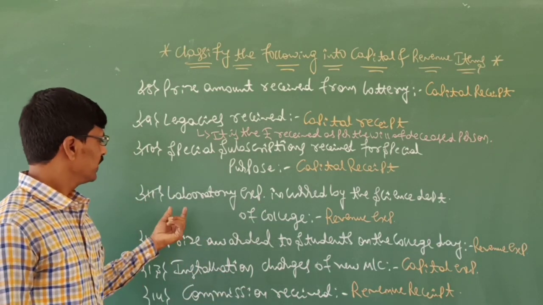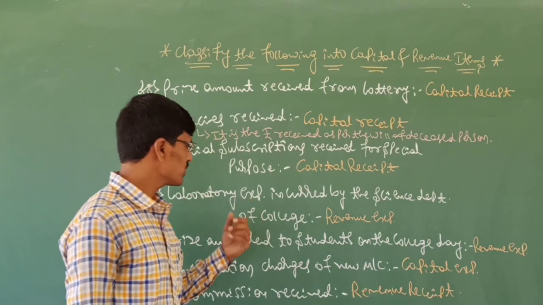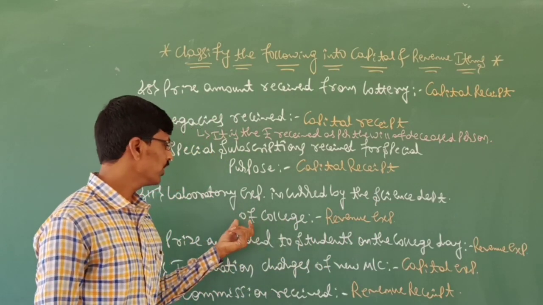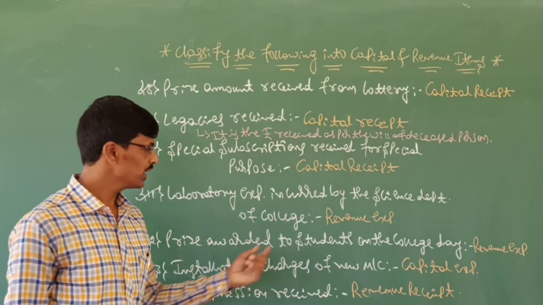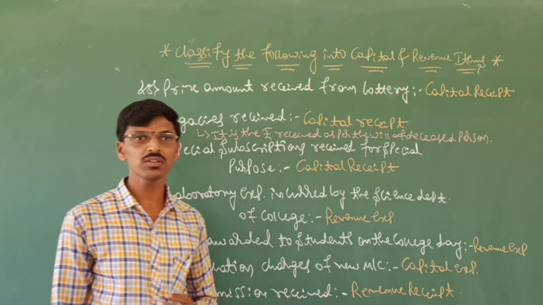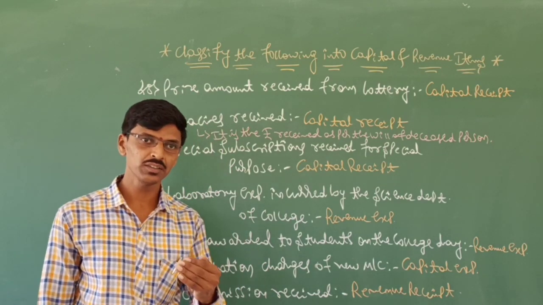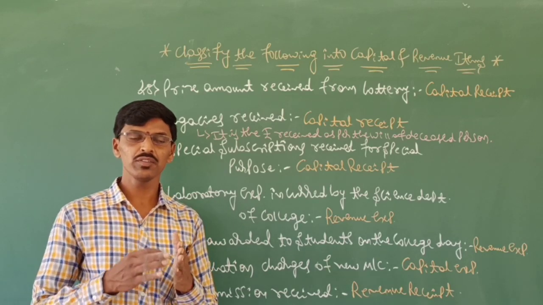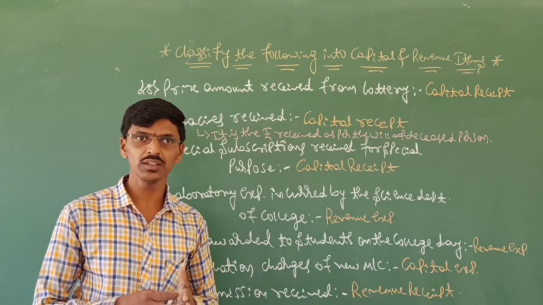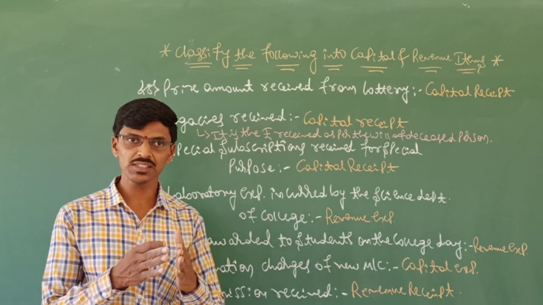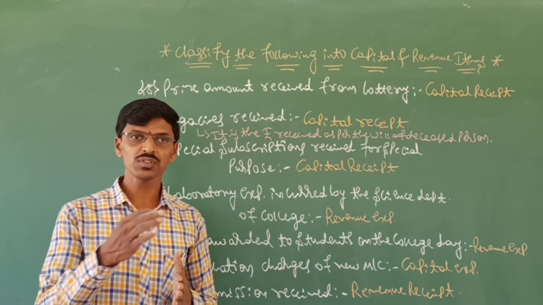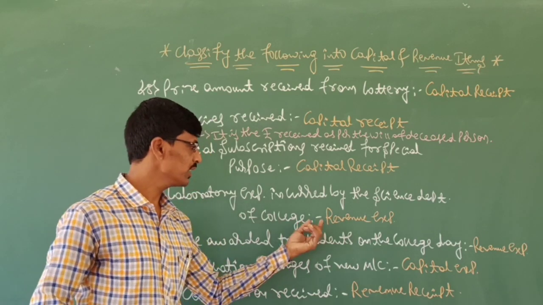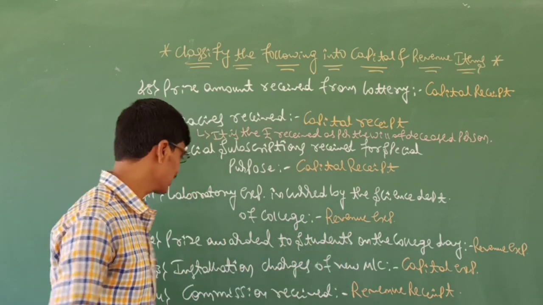Then the 11th transaction is laboratory expenditure incurred by the science department of a college. That is a revenue expenditure because they need to spend for renovation of the lab, and if any apparatus gets damaged, they need to replace or repair the apparatus used in the science lab. Therefore it is a revenue expenditure.